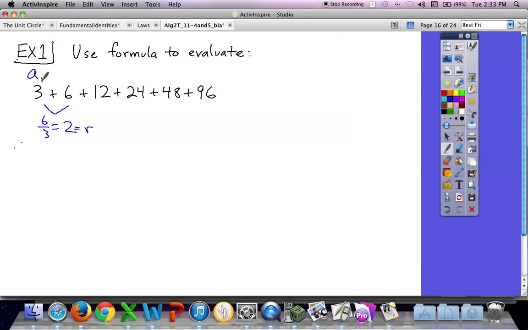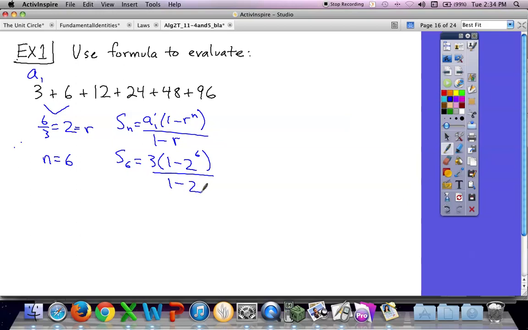And what else did we need to know? The number of terms, and how many terms are there? 6. N equals 6. So in this formula, let me do it over. Sn equals A1 times 1 minus R to the N divided by 1 minus R. S6 equals first term of 3 times 1 minus 2 raised to the 6th power divided by 1 minus 2.